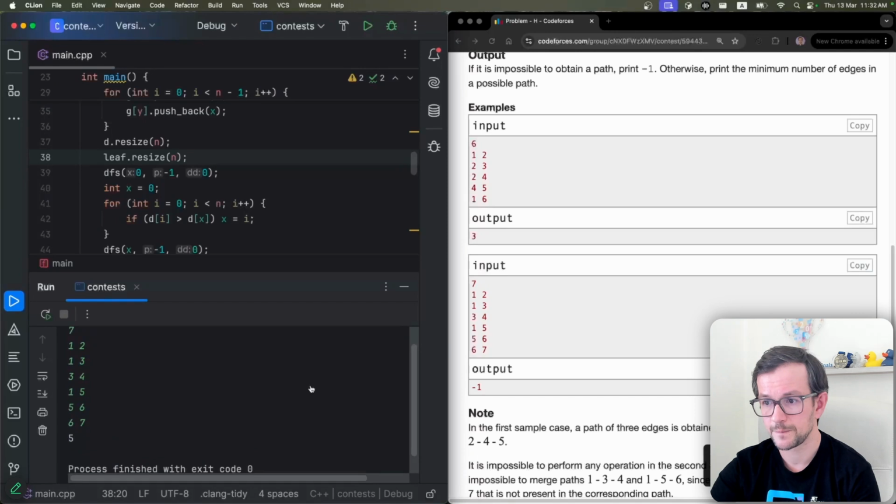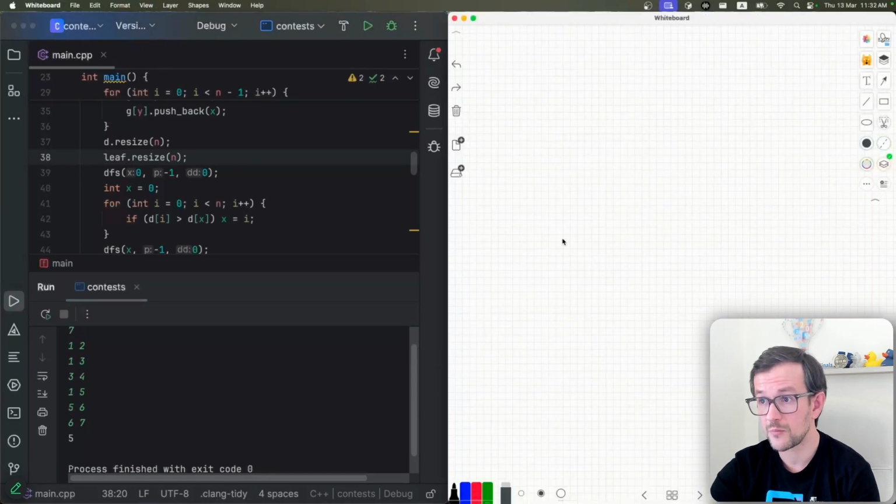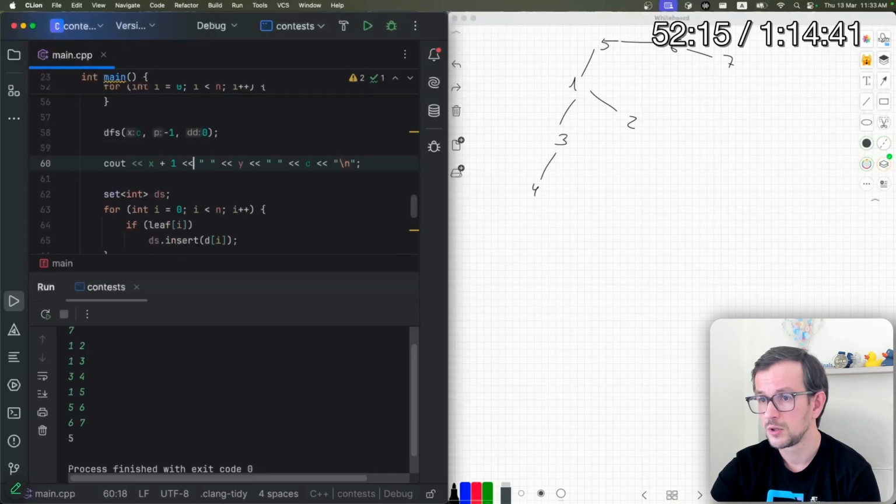Finally this. Okay. Now I have wrong answer for the second example. Actually, good examples. So what's happening in the second example? I just draw the second example. Okay, see what's going on.